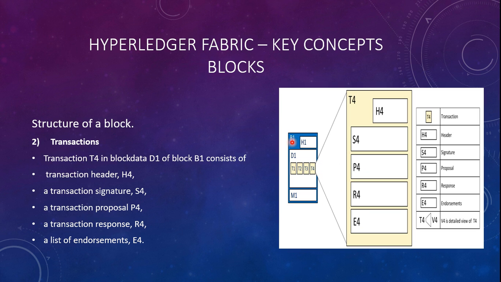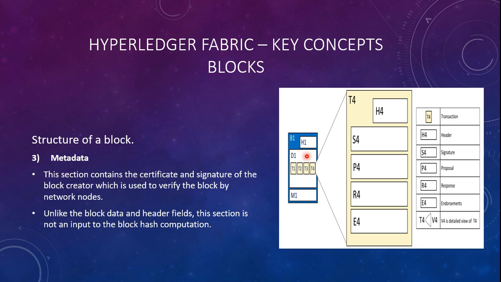So the block B1 has a header H1 and a block data D1, which consists of numerous transactions, and each transaction contains a header, signature, proposal, response and endorsements.